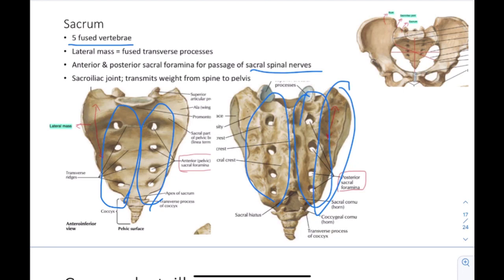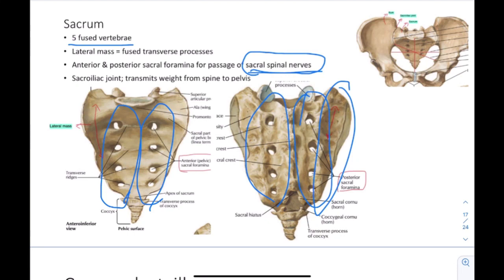And this is where the sacral spinal nerves, basically spinal nerves in the sacral region, exit, as opposed to the other regions where the spinal nerves exit from the intervertebral foramina. But in the sacrum, they exit from the anterior and posterior sacral foramina.